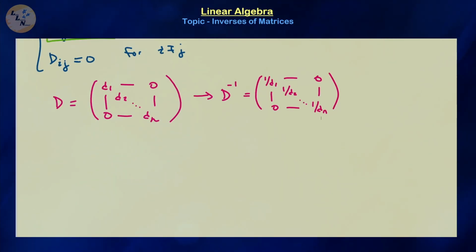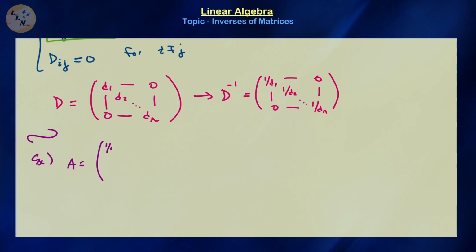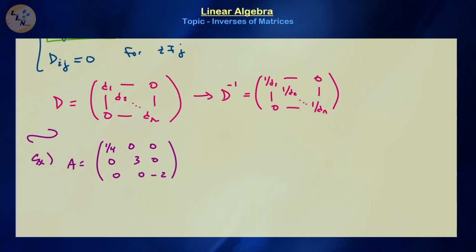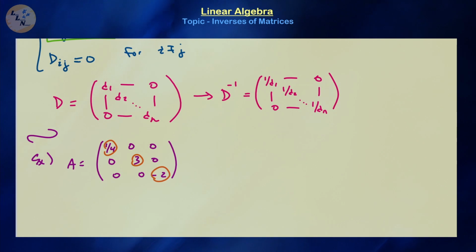So let's look at a little numerical example just to illustrate this. Let us assume we have the matrix A, which is equal to the 3 by 3 matrix 1/4, 0, 0, 0, 3, 0, and 0, 0, minus 2. If it's not a diagonal matrix, the inverse of this would, of course, be a little bit tedious because you have to use Gauss-Jordan elimination.